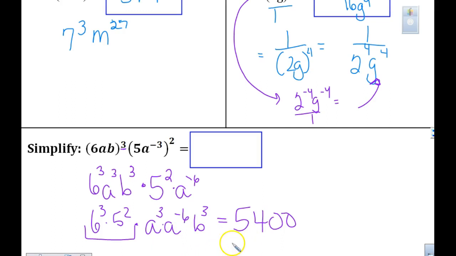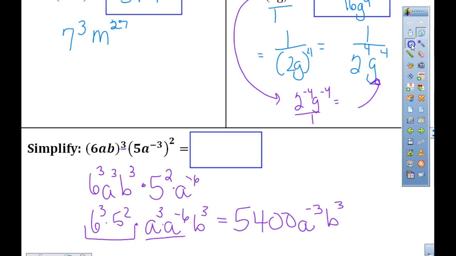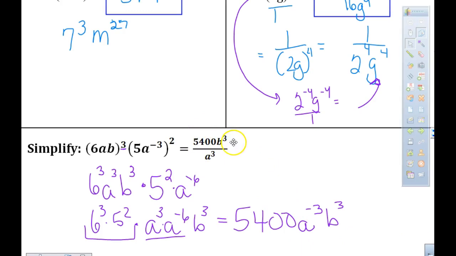Next, we are adding our exponents. So Olivia, when we multiply with the same base, that 3 and negative 6, that's going to give us a to what power? Negative 3. And we only still have the b to the third. So as I'm finishing the problem, Joe, how am I going to write my final answer? 5,400 over a to the third. Okay. Where's the b to the third going to be? On top. B to the third will also be on the top. So 5,400, b to the third.